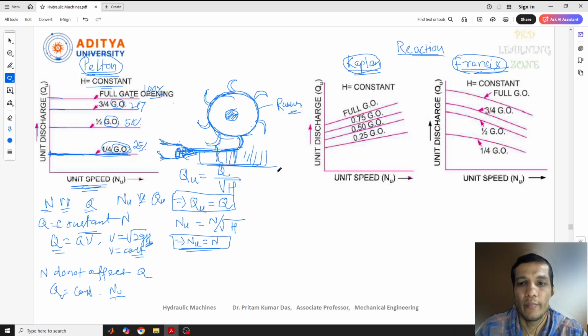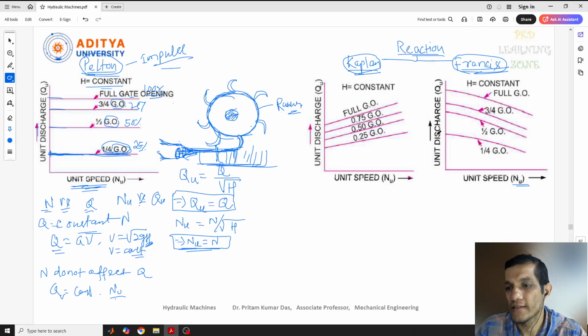It is different, because if you remember the construction of the Pelton turbine or Francis turbine, Kaplan turbine. This is coming under the reaction turbine, and this, as I told you, is coming under impulse turbine. This is impulse and this is reaction. We have one Kaplan, another one is Francis. In the Francis turbine, if you see, with respect to the unit speed, the unit discharge is decreasing. With respect to speed increasing, our discharge is decreasing here. I'll tell you the reason for this.